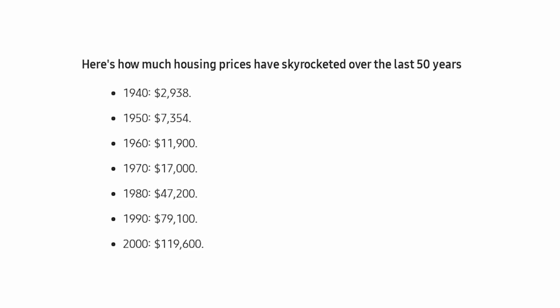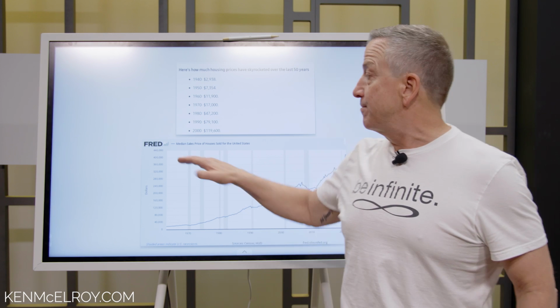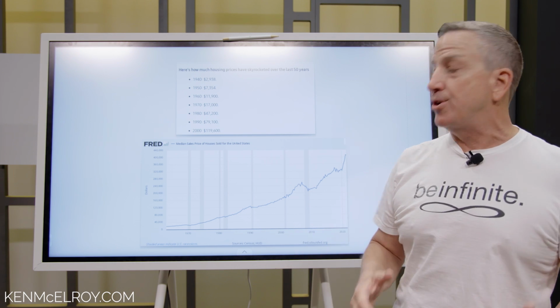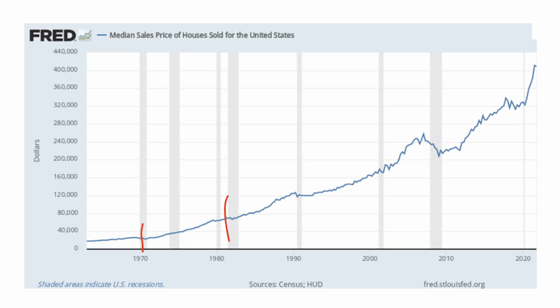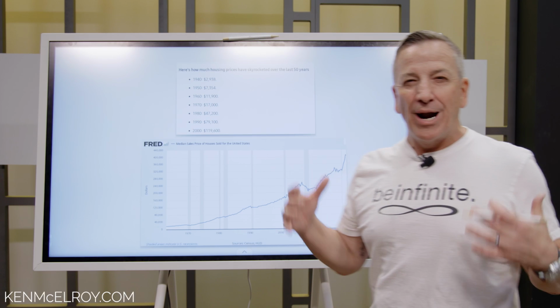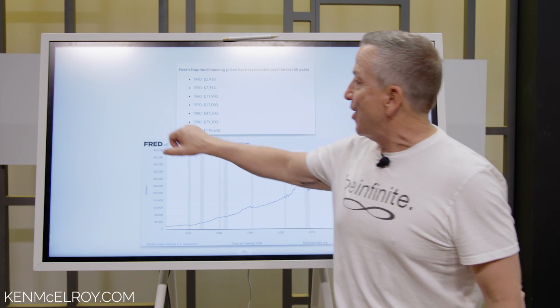So now let's take a look at what real estate did in the 1970s during stagflation. As you can see here, here's how much housing prices have skyrocketed over the last 50 years. And I stopped at 2000. The second chart is median sale prices of houses sold in the United States from 1970 all the way to about 2020. I left the pandemic out because that's just an aberration. What I really want you to pay attention to are these two things. Take a look at 1970.